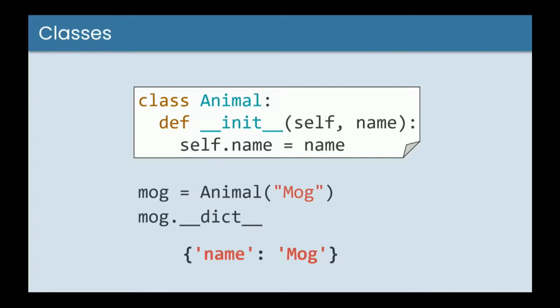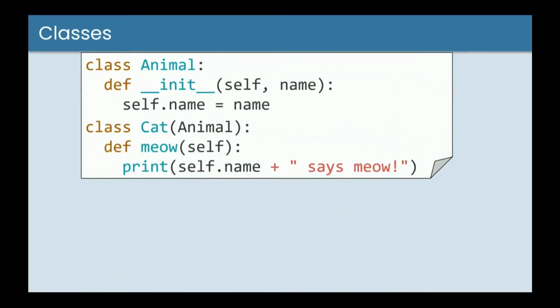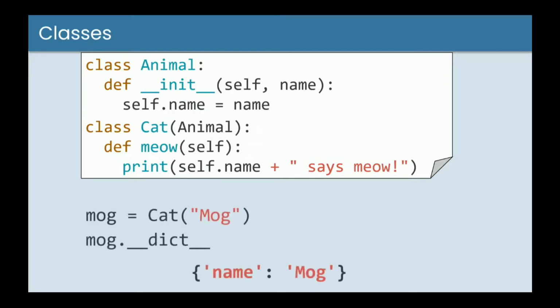Let's make our example a little more complicated by adding a second class that inherits from the first one. We've added a cat class now, which inherits from animal. It adds a method called meow, which will print the cat's name says meow. So for our mog cat, it would print mog says meow. If we instantiate mog again, but as a cat, look at its dictionary, it's, as you might expect, exactly the same. But there's a meow method now, and if we call that, it will work.